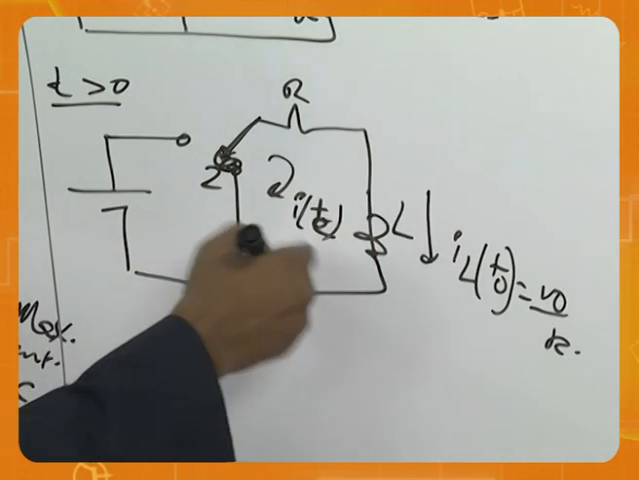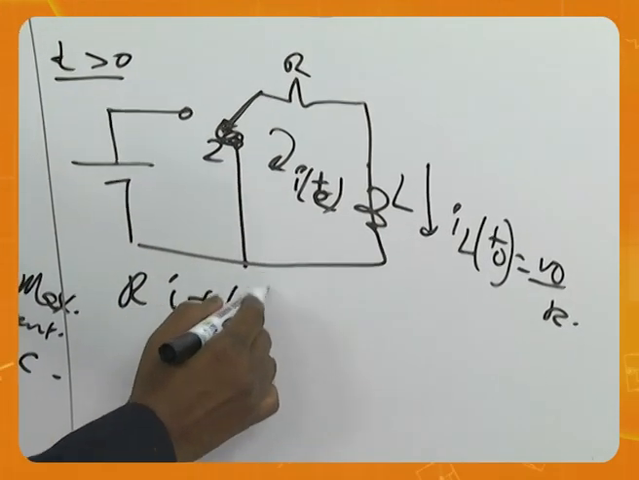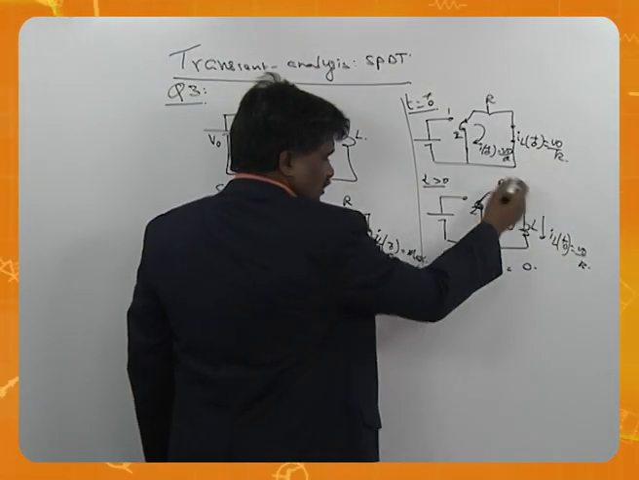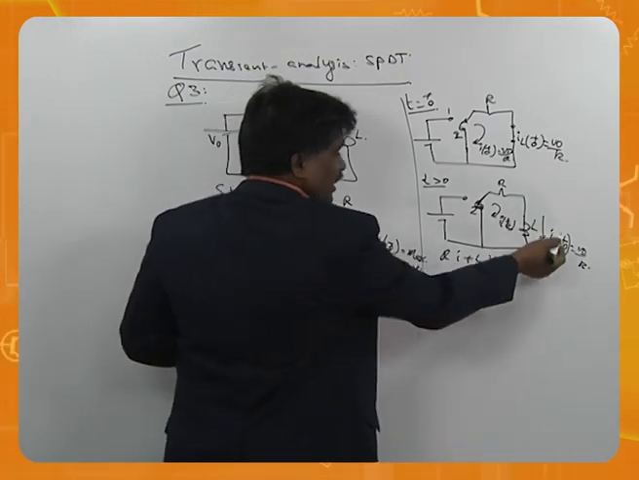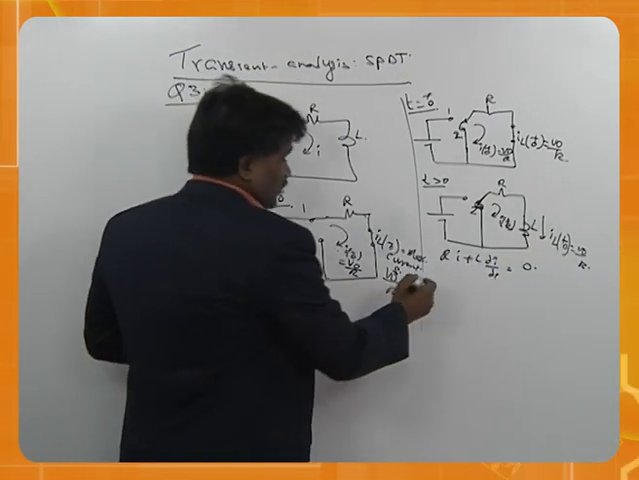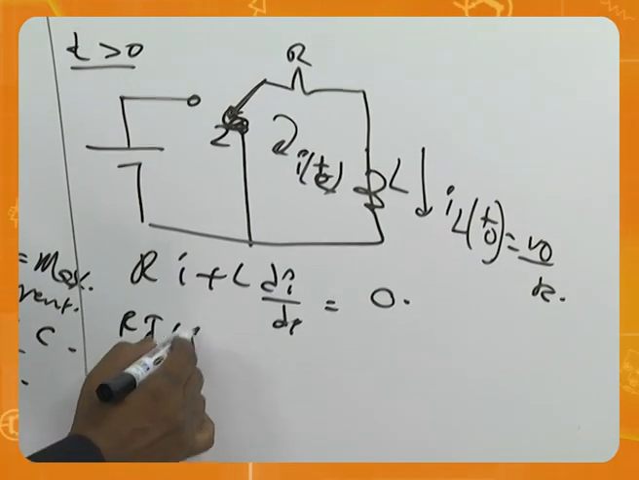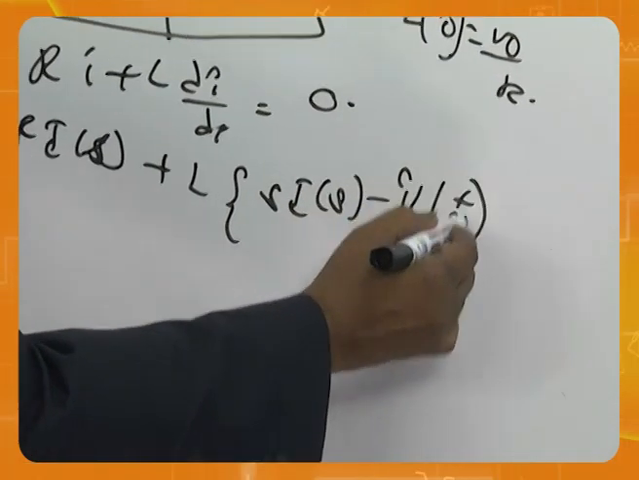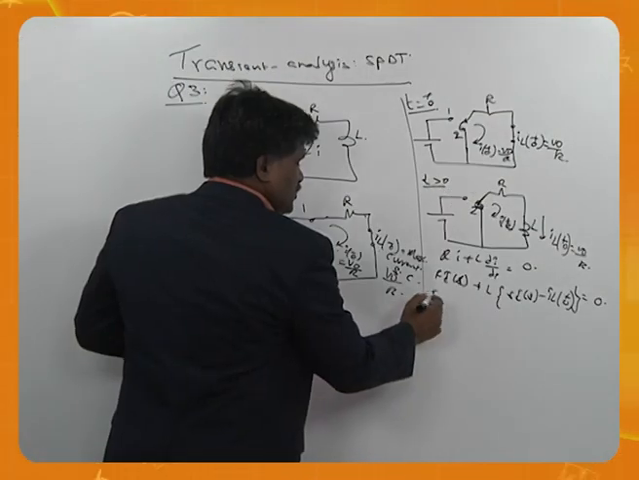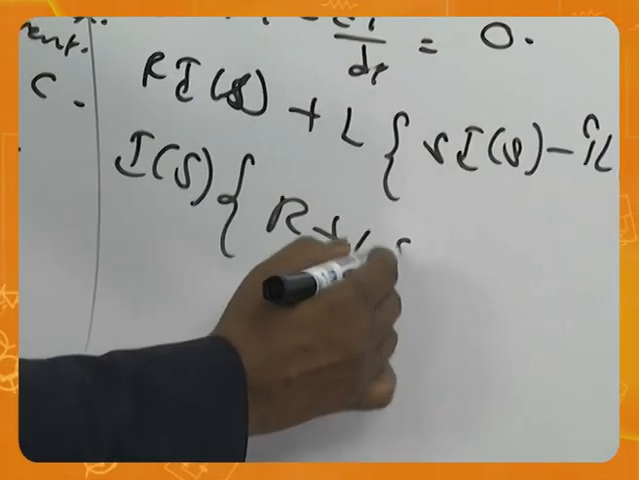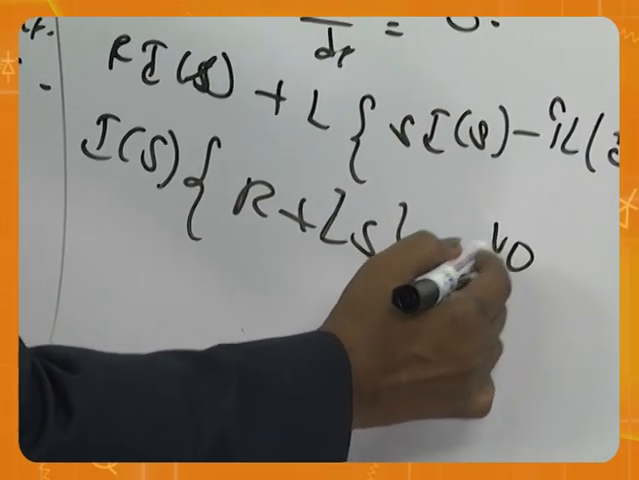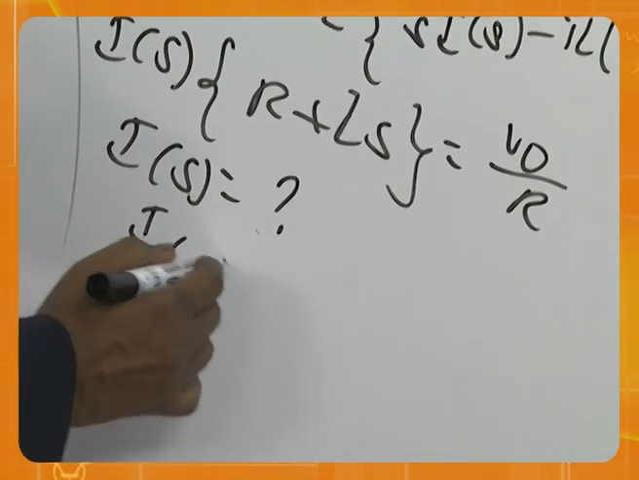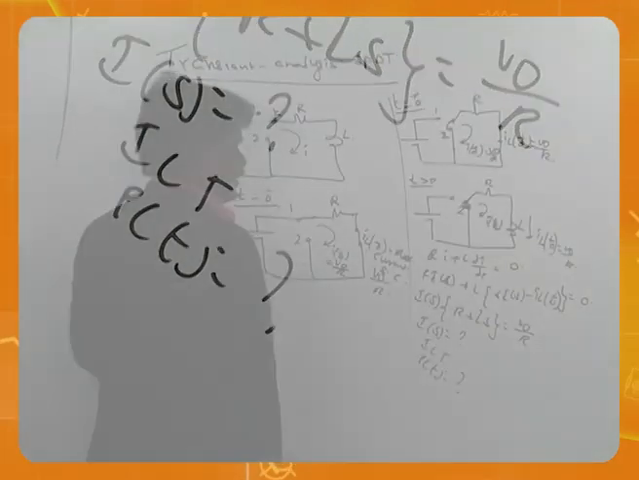Now, how to write this equation? Ri plus L di by dt is equal to 0. No current, no voltage there. Then you may say, what happened to this? Nothing happens. It is there inside. Take Laplace transform: R into I(s) plus L s into I(s) minus iL(0+) is equal to 0. So if you take I(s) common, (R plus Ls) I(s) is equal to L times V0 by R. Now take I(s) and then inverse Laplace, you will get i(t).